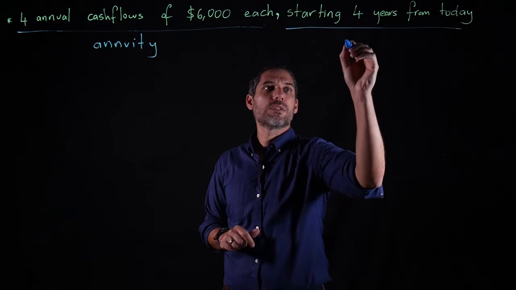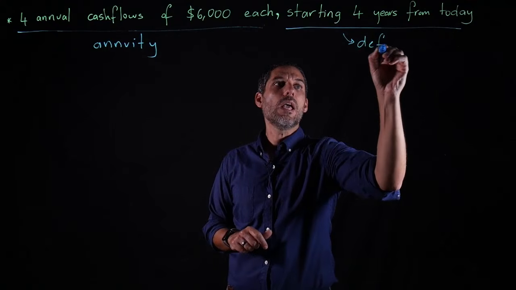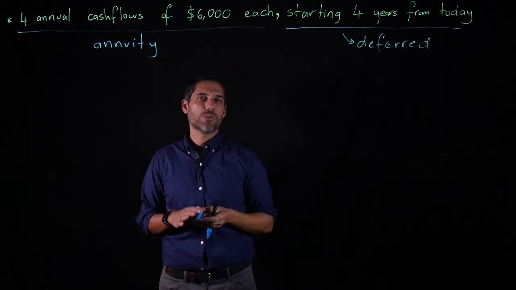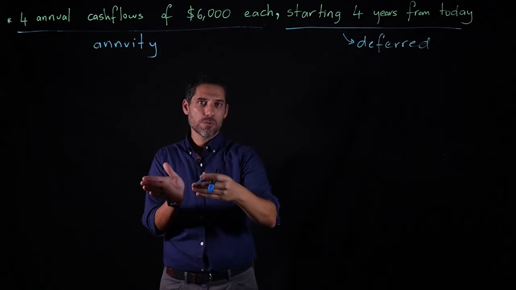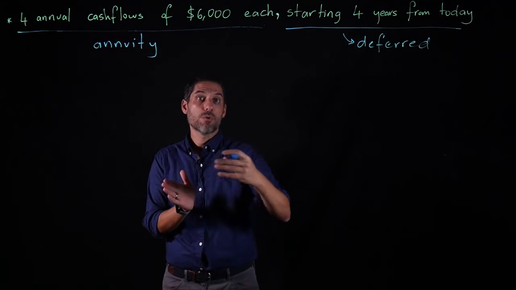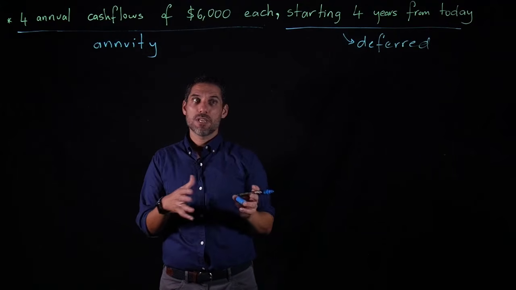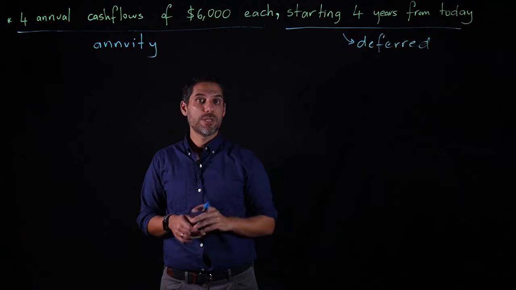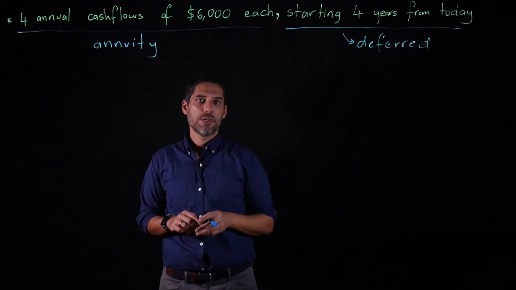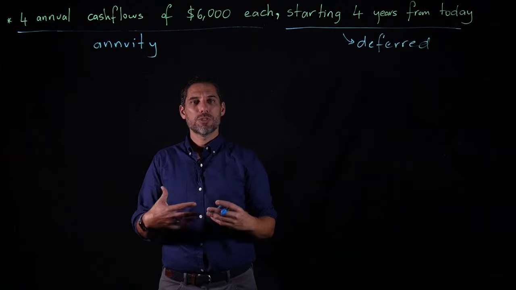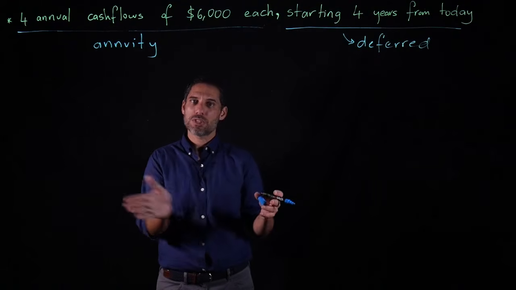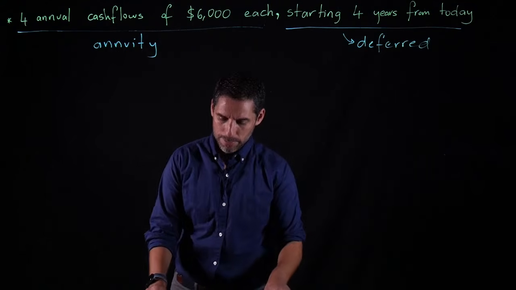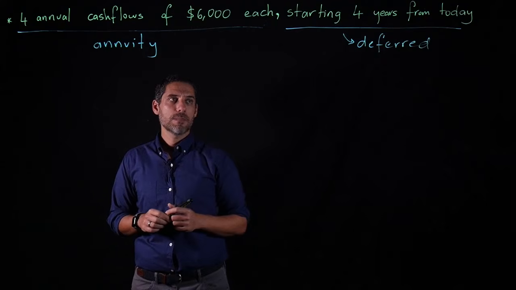Okay, so here's the twist. This is a deferred annuity. Right? This is not like our standard annuities where the first cash flow is in 1 year from today. These are starting 4 years from today. So we're going to have to be careful about the timeline, and we're going to have to be careful about the way we use our formulas, because our annuity formulas are derived for the simple case of regular annuity where the first cash flow is in 1 year. So we have to be careful. So our first step should be drawing the timeline and doing it carefully.